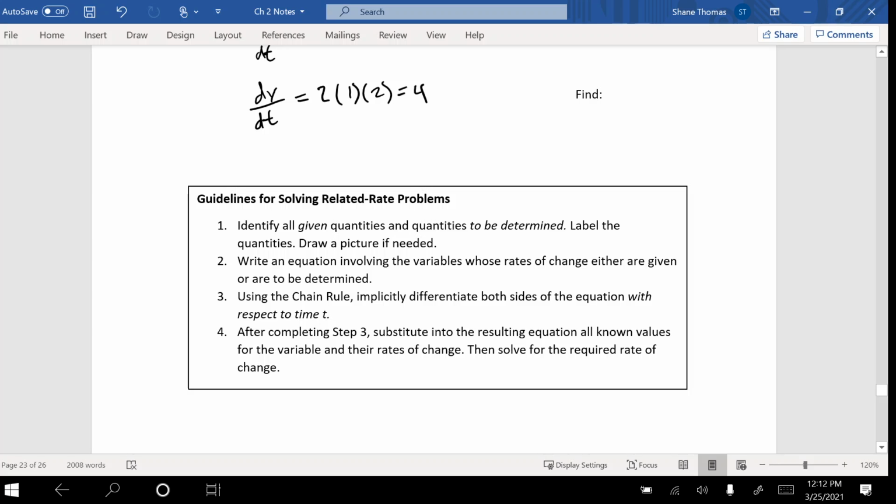Step 3, we want to use the chain rule, implicitly differentiate both sides of the equation with respect to time t. And then after step 3, substitute back in the stuff you have and solve anything you might need.